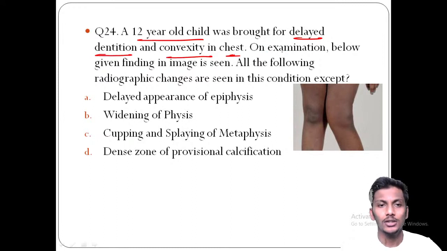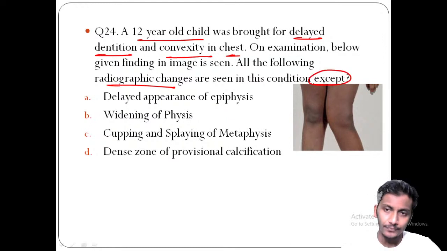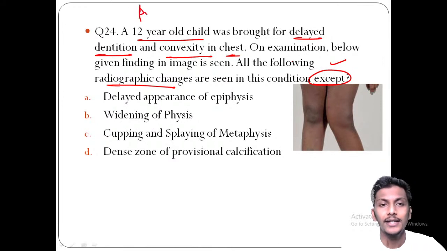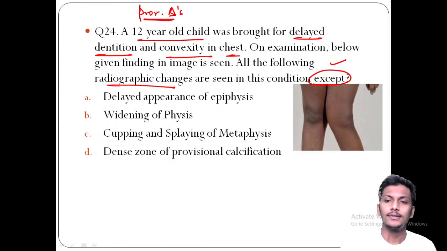On examination, the finding below is given in the images. All the following radiographic changes are seen in this condition except. So we have to tell which radiographic change will not be seen on the X-ray. Let's first of all make a provisional diagnosis. What is this condition? Only then can we say what is seen on X-ray and what is not. So what is the provisional diagnosis in this condition?